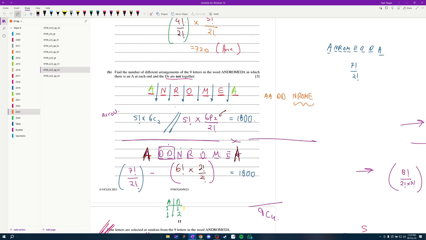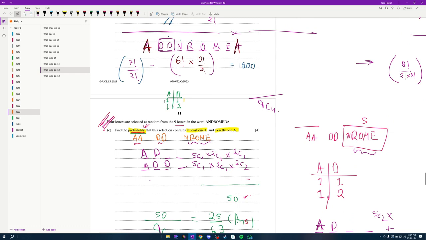And for the D's, we have 1, 2, 3, 4, 5, 6 arrows, the blue arrows. I'm not considering the ends because those are occupied by A. So that's 6C2, or 6P2 divided by 2 factorial if you want that route. The other way was you could subtract the D's being together from the total number of ways where the A's are at the ends, but I don't personally prefer that, okay?